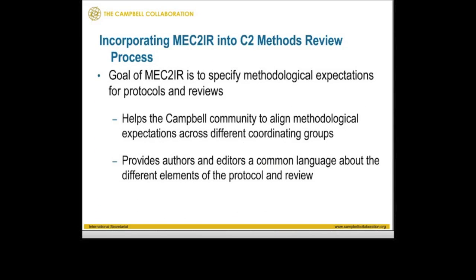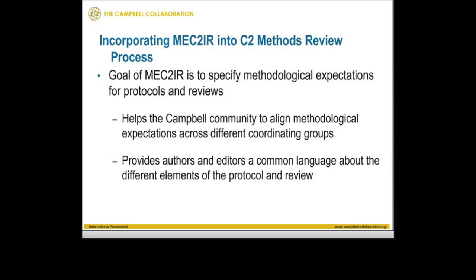Now, incorporating these expectations into the review should be a fairly straightforward process. If you look at the expectations downloaded from the website, you will see that they are listed fairly succinctly so that a review team can incorporate them.